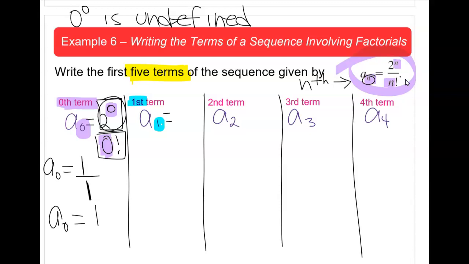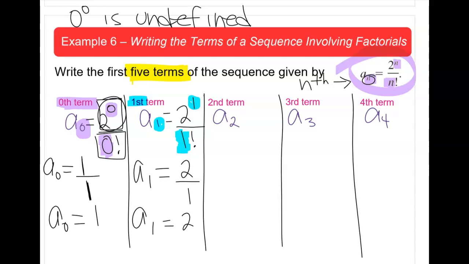Now for the first term, this is going to be 2 to the power 1 divided by 1 factorial. And in this case, we replace the exponent and the number before the factorial sign with a 1. So 2 to the power 1 is 2, and 1 factorial by definition is equal to 1. And so 2 over 1 is equal to 2. For the second term, which in reality is our third term, but whatever, a sub 2, that will be 2 to the power 2 over 2 factorial. So just like we have here, we are replacing our exponent with a 2 and the number for the factorial as well.